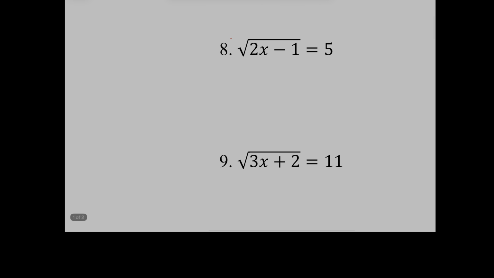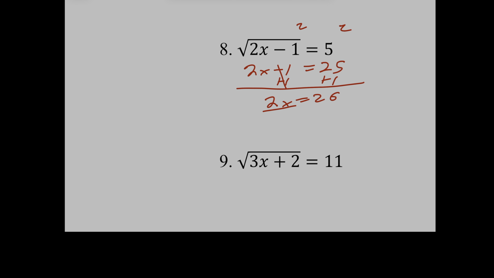Is the square root alone on number 8? There's stuff inside of it, sure, but the square root is alone, so I can square both sides. And I'm going to get 2x minus 1 equals 25. Now I just solve like a normal two-step equation. I'm going to add 1 to both sides and get 2x equals 26. Then I'm going to divide everybody by 2, and I'm going to get x equals 13.